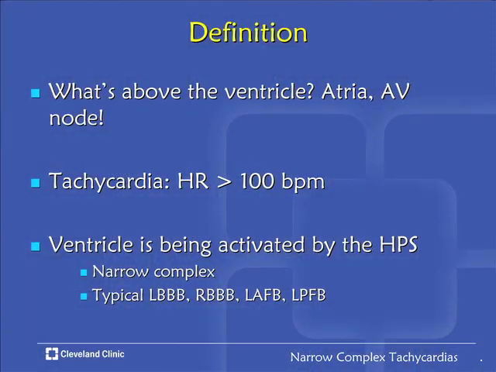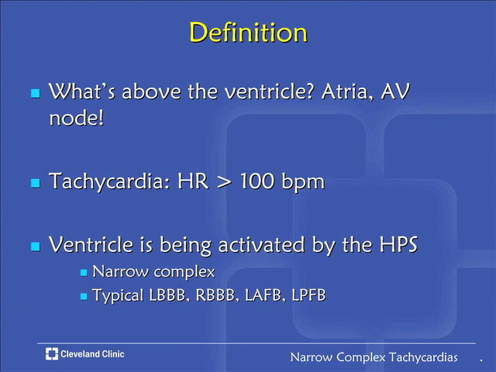So what is supraventricular tachycardia? Supraventricular, so what's above the ventricle? It's the AV node, and it's the atrium. A tachycardia is a heart rate above 100 beats per minute. So anytime you have some kind of fast heart rate originating from above the ventricle with a heart rate above 100 beats per minute, it is supraventricular tachycardia.